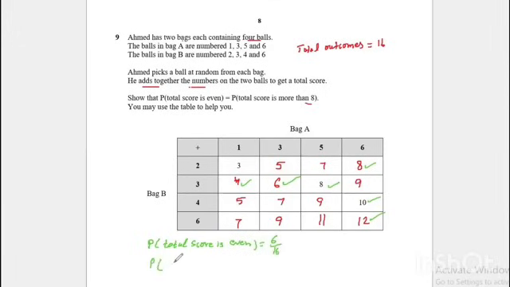And second, the probability that the total score is more than 8. If you check carefully, those more than 8 are 9, 9, 10, 12, 11, 9. So 1, 2, 3, 4, 5, 6. This is again 6 over 16. So this shows that the probability of the total score being even is 6 over 16, and the probability of the total score being more than 8 is also 6 over 16. So they are equal.